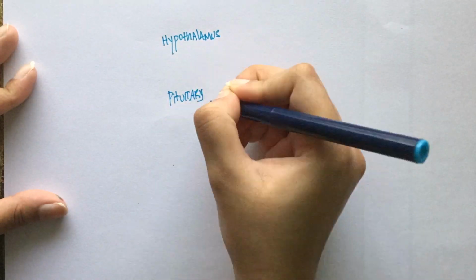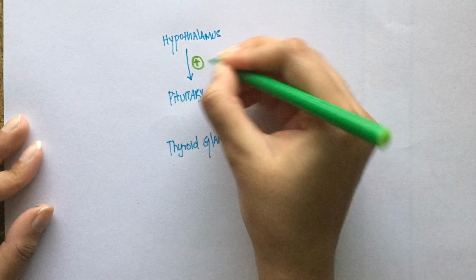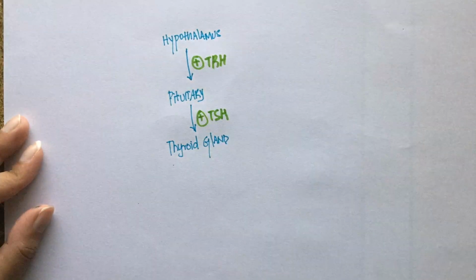The most important part of endocrinology is understanding the hypothalamus, pituitary, and endocrine gland axis. This is what it looks like for the thyroid gland. The hypothalamus produces thyrotropin releasing hormone. This triggers the pituitary gland to produce thyroid stimulating hormone. TSH stimulates the follicular cells of the thyroid gland to secrete thyroid hormones.